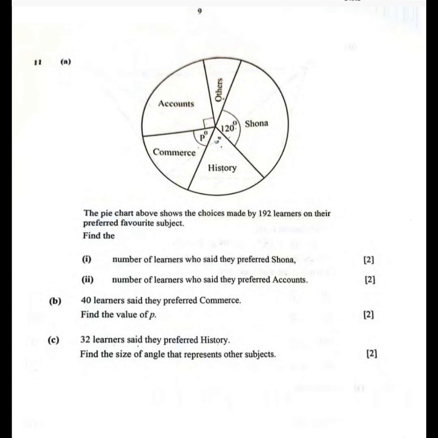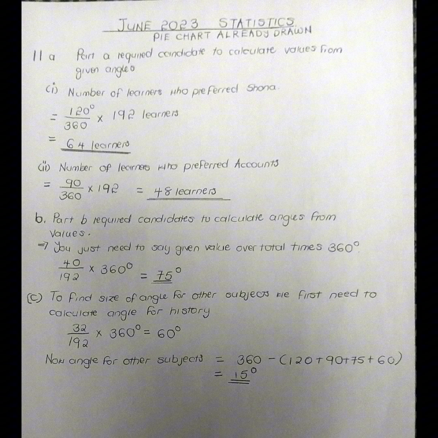And then finally, it was saying 32 learners said they preferred history. Find the size of the angle that represents other subjects. So here what we need to do is we are given that 32 learners said they preferred history. We need to calculate their angle. We are going to say 32 over 192 times 360 in order to get 60 degrees.